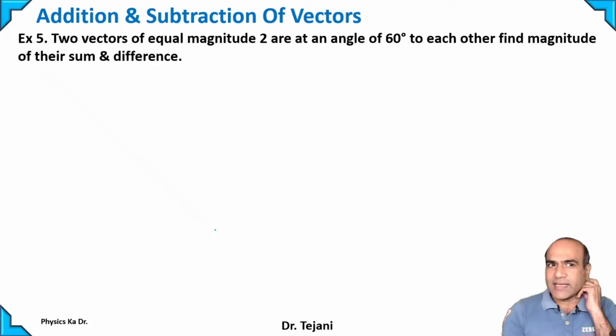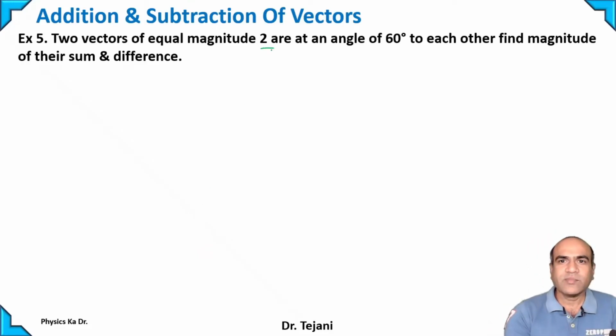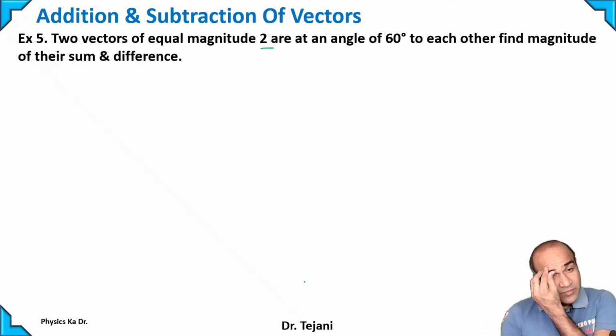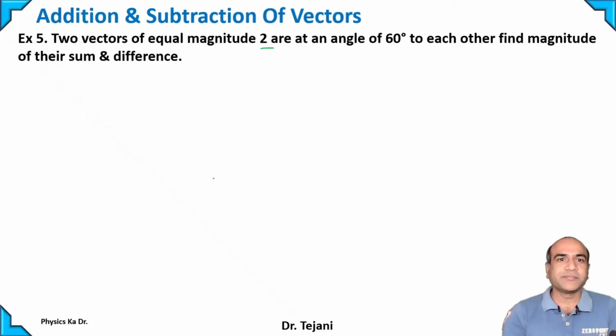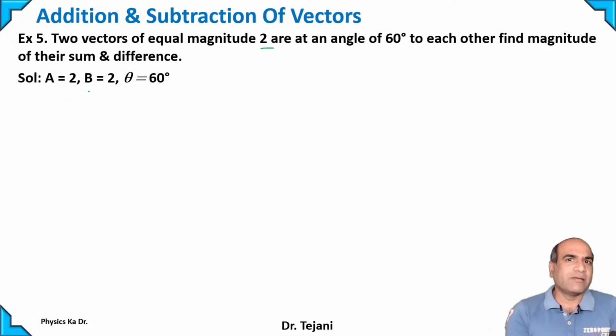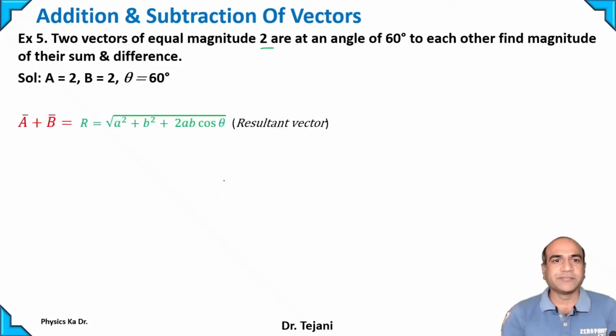Now let us take an example. Here there are two vectors of equal magnitude, at an angle of 60 degrees to each other. Find the magnitude of their sum and difference. So A and B both have magnitude 2. The angle theta is 60 degrees.